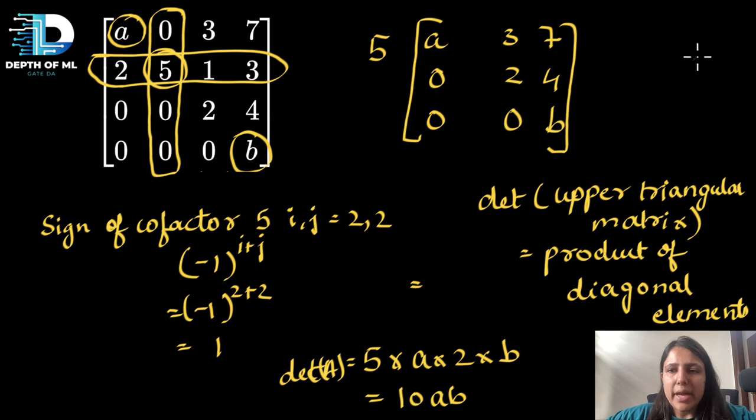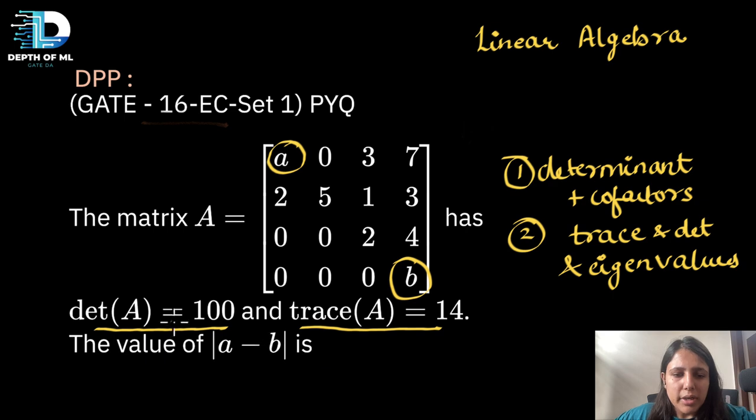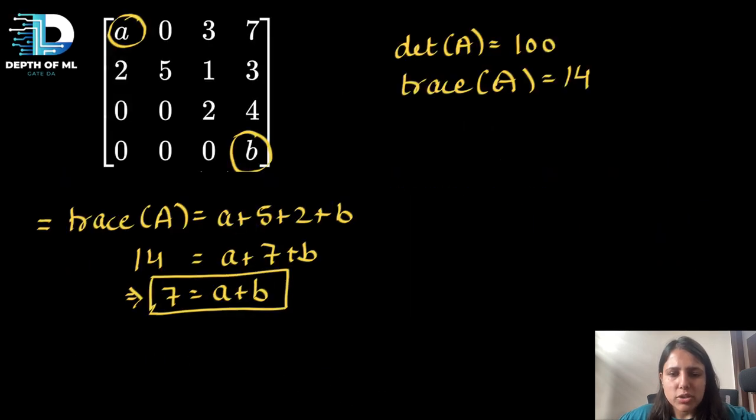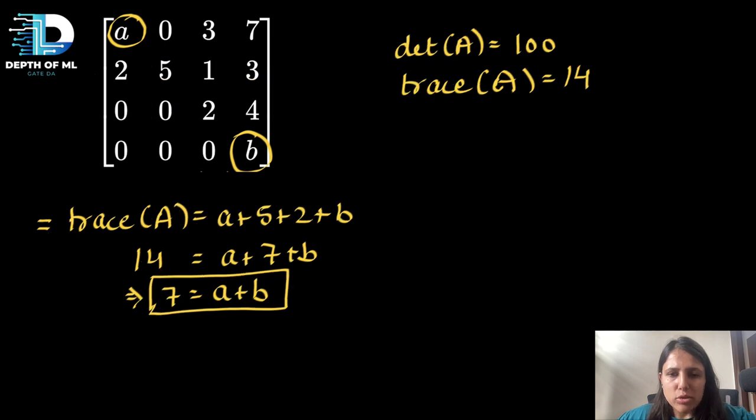Okay, and they had already given me, if you remember the question, the value of this particular determinant, which is 100, right? So I'll just equate it to 100. Fine. So this is my second equation. Now let me take these two equations and solve them.